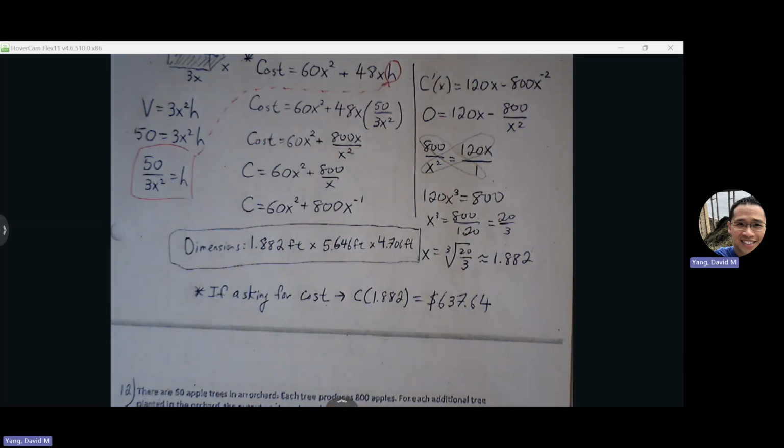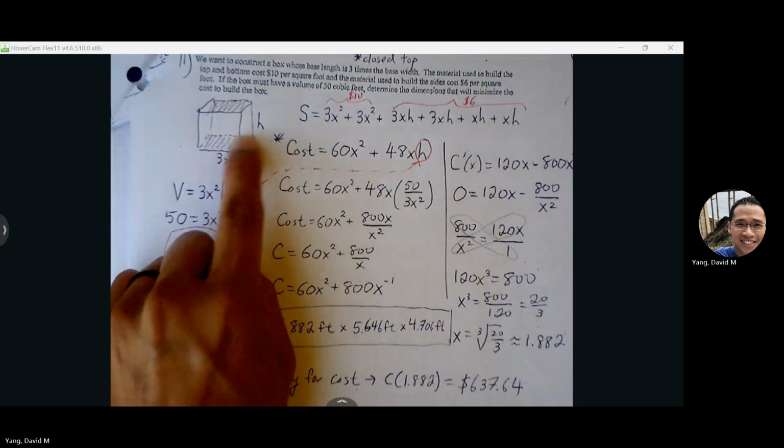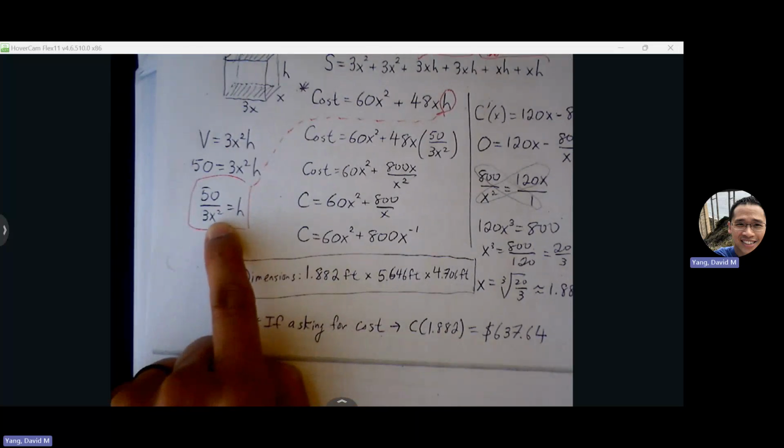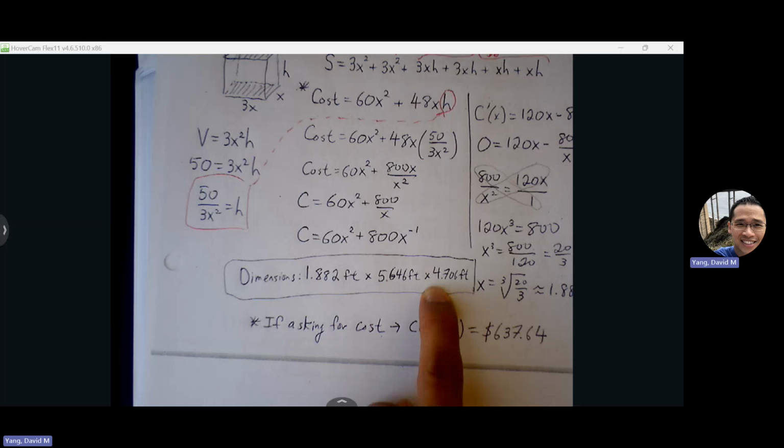It's asking for dimensions. So after we solve for x, we have to find the length, the width, and the height. If I do 1.882 times 3, that will give me the longer side length here. And then the height, we should be able to have a formula for height already set aside. We do. H equals 50 over 3x squared. That's going to get us 4.706.